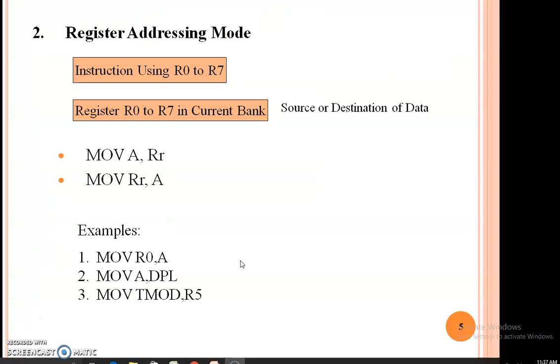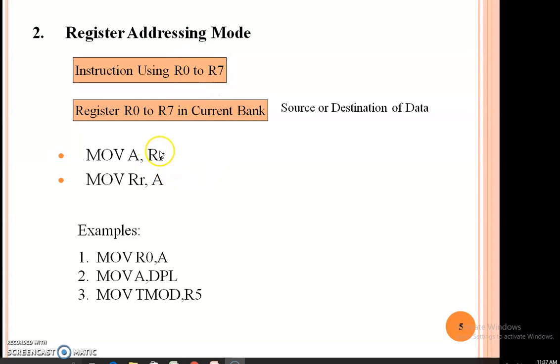So the next addressing mode is register addressing mode. Here one of the operands must be a register, or both the operands can also be registers. In this instruction we are using registers, generally R0 to R7. What are those? R0 to R7 means the current bank. You have to select one of the banks, bank 0 to bank 3, any bank you can select, and you can use those registers.